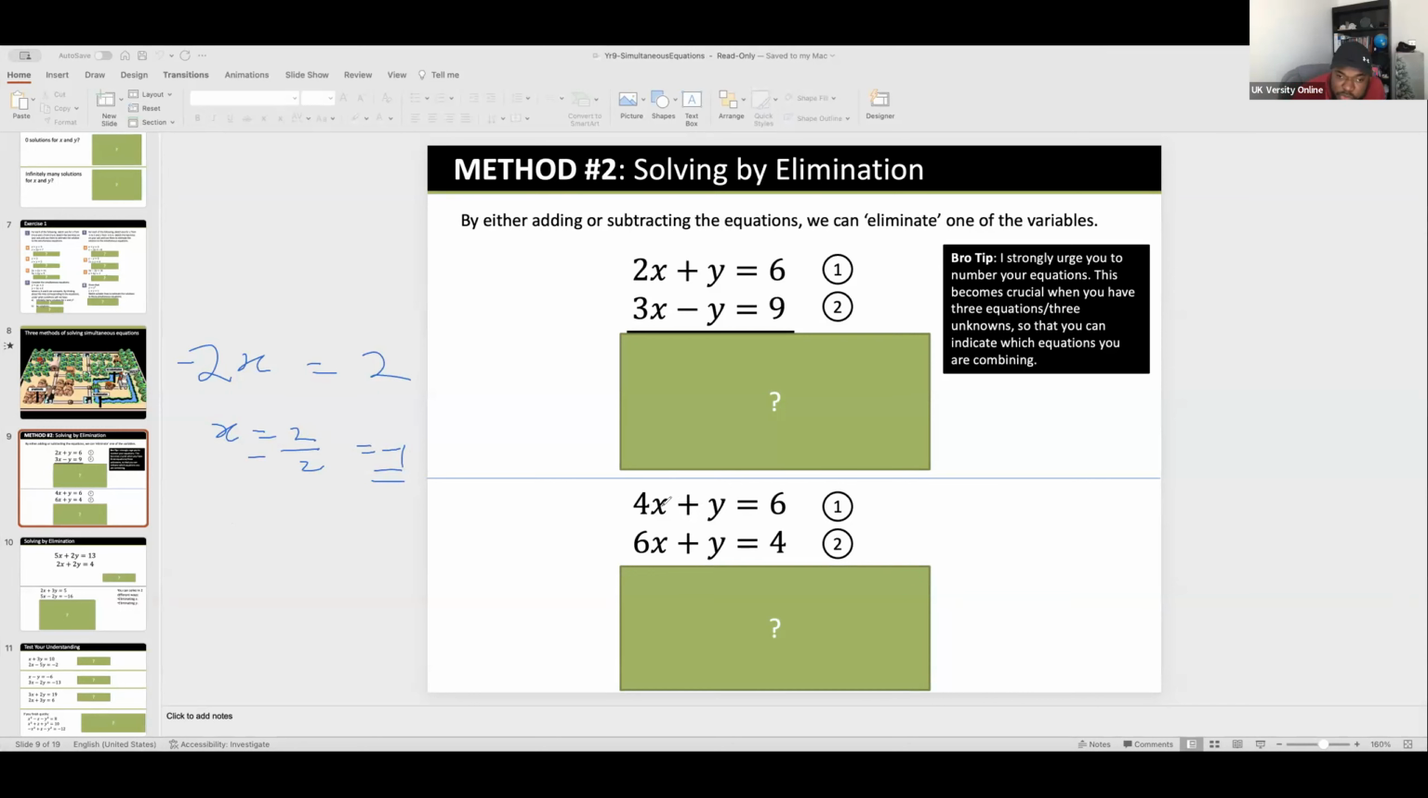So anywhere you see x, you put minus 1 there. So 4 times minus 1 gives you minus 4. Minus 4 plus y equals 6. So you add 4 to both sides, and y will be equal to 10. That's it. y is equal to 10.